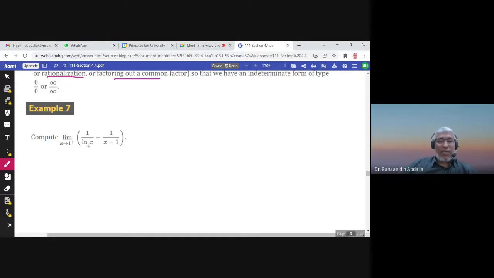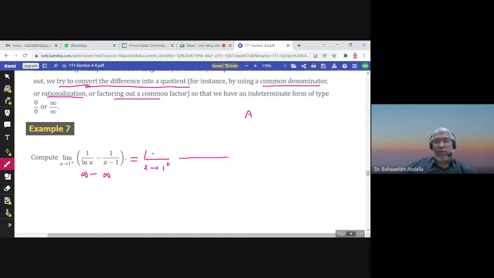Well, if I replace x by 1, then 1 minus 1 is 0, 1 over 0 is infinity, ln 1 is 0, 1 over 0 is infinity, so I have infinity minus infinity. What I can do here is to add these two fractions, just using the formula for how to add a over b plus or minus c over d: you multiply ad plus or minus bc.